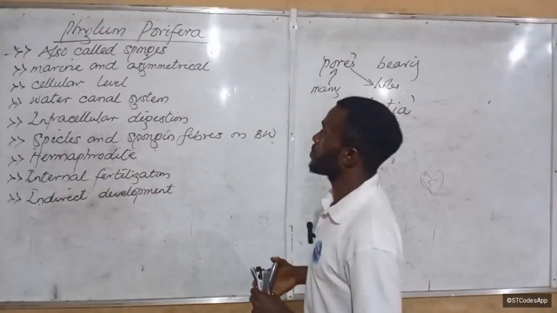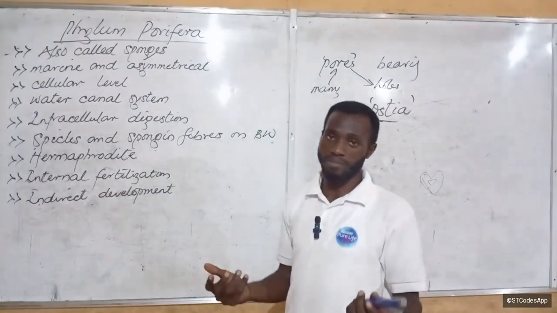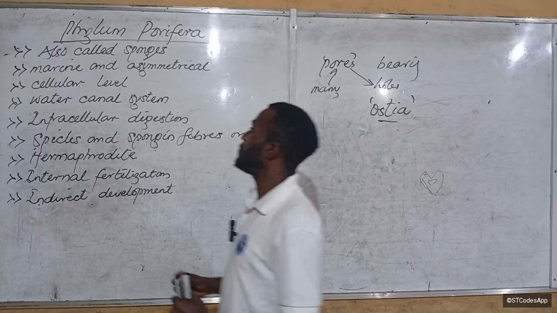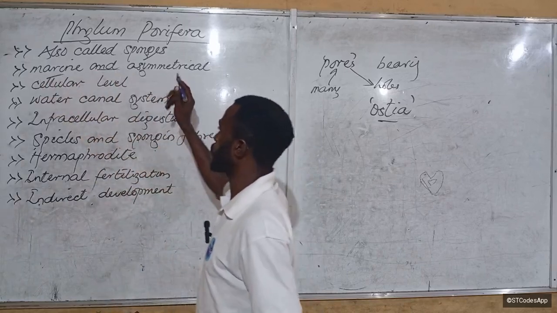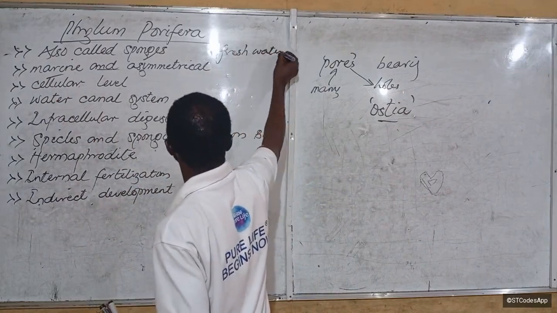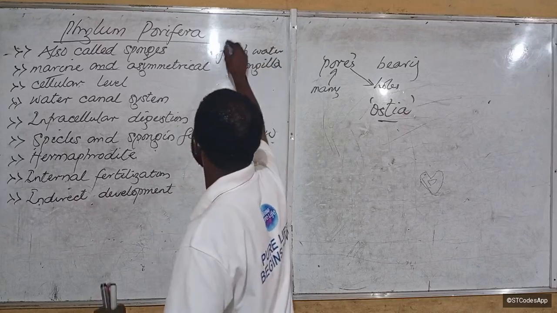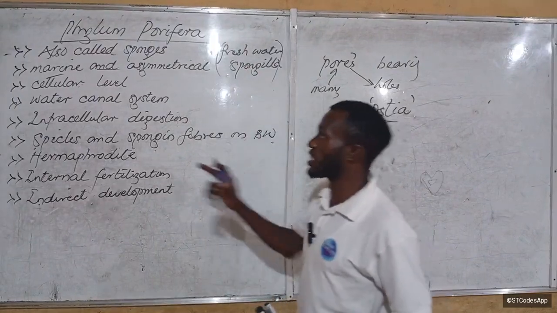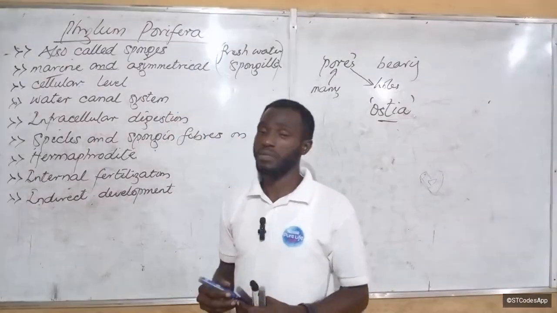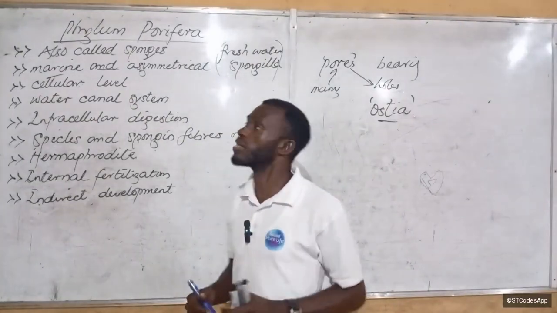And they are commonly called sponges. You know a sponge has many holes, right? So that's why they are commonly called sponges. They are majorly marine and asymmetrical. Now, there is actually a freshwater form, called Spongilla. Spongilla is the freshwater form, but they are mostly marine, okay? And they are asymmetrical, in the sense that they don't have body symmetry.